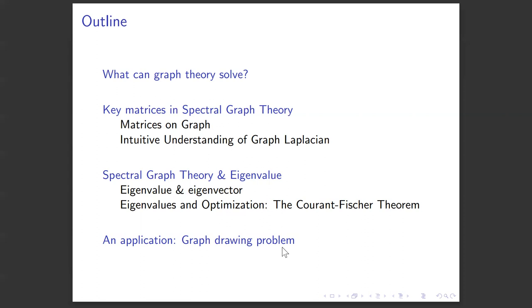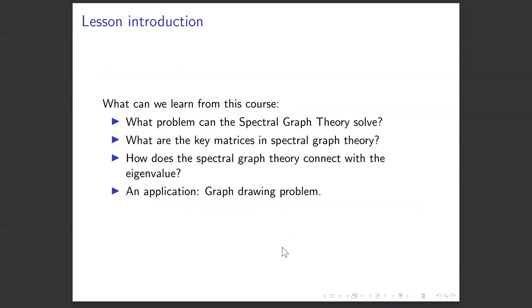The third topic: as we said, this key matrix has good properties, so spectral graph theory is about how to use the eigenvalues and eigenvectors of this matrix to solve optimization problems, minimizing something. Finally, to show how this optimization procedure can work, we have an application introduction: a very famous application called the graph drawing problem. Let's go into these details.